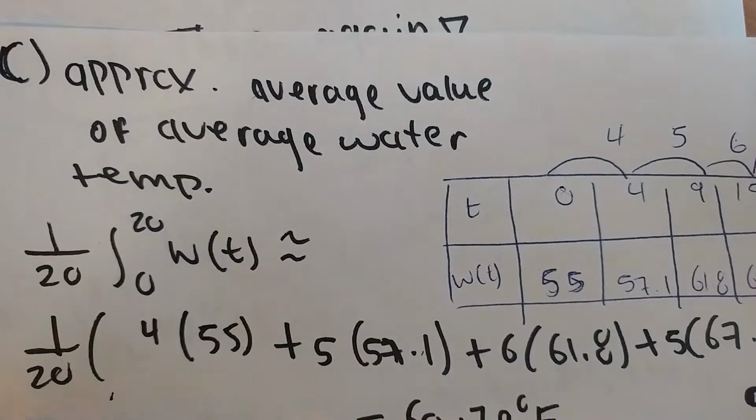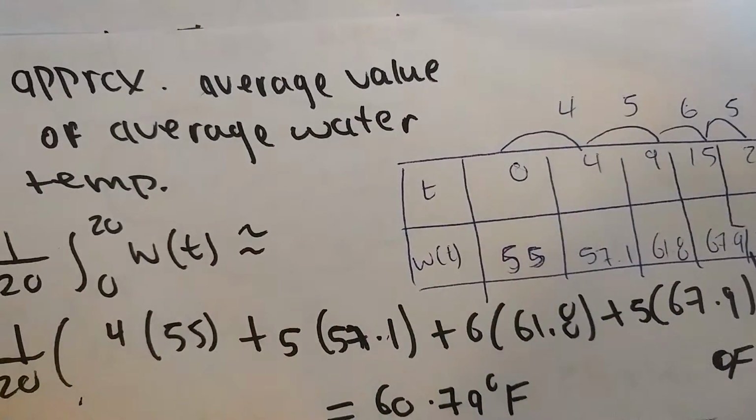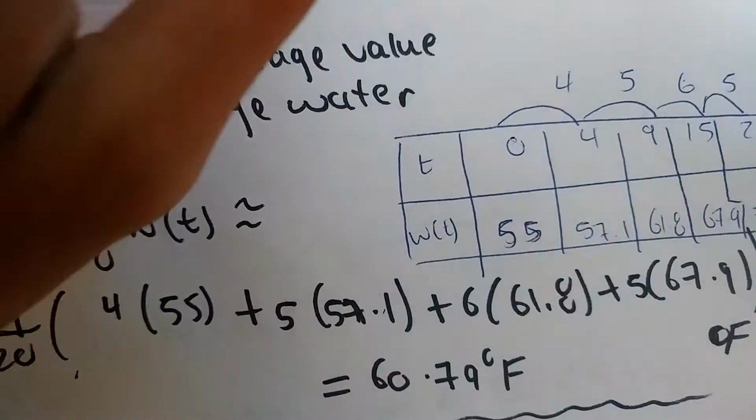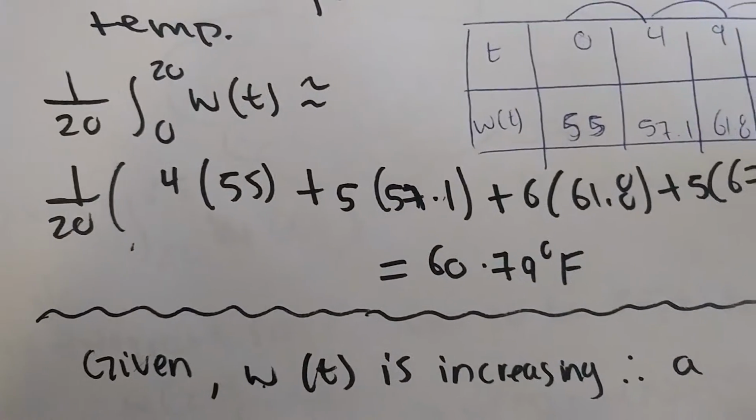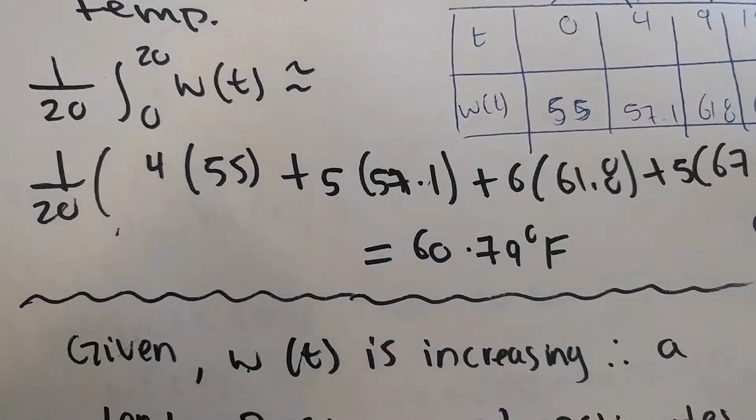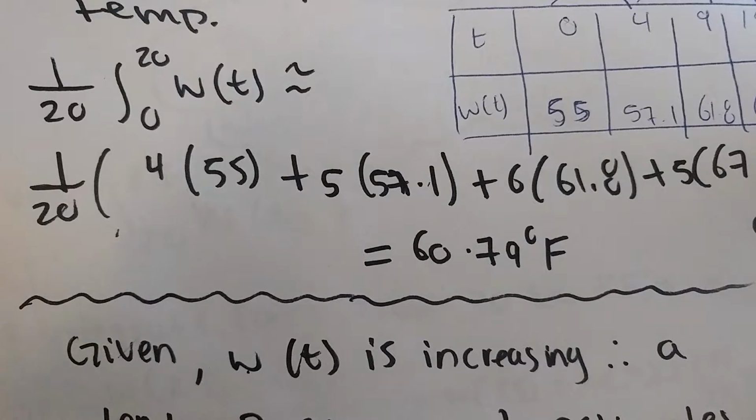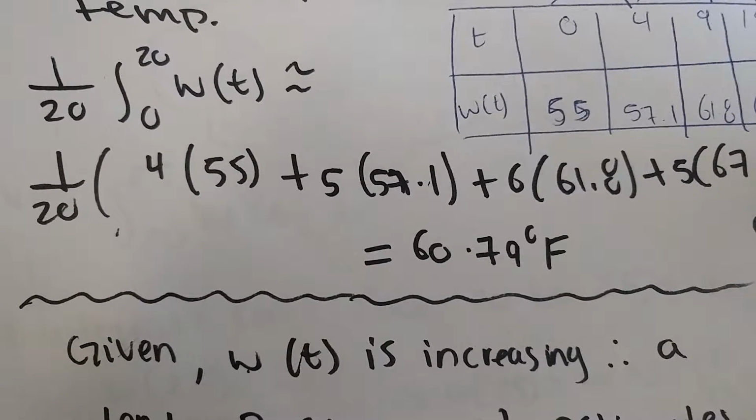Now going on to part C. In part C, we're supposed to find the approximate average value of the water temperature. Since we are doing the average, it's going to be 1 over 20 times the integral from 0 to 20 of W of t, and it also asks us to use the left Riemann sum.